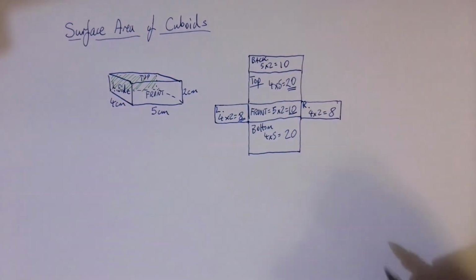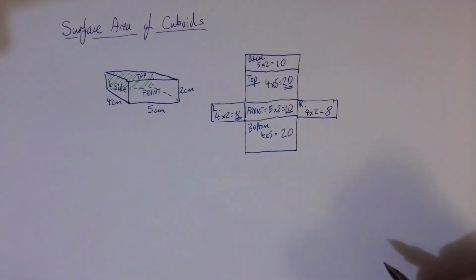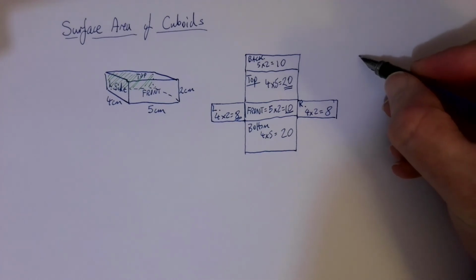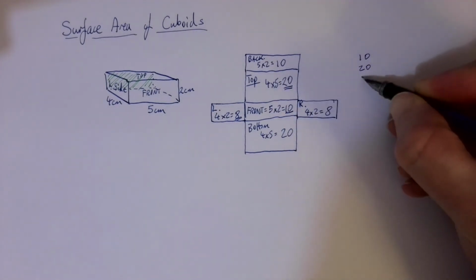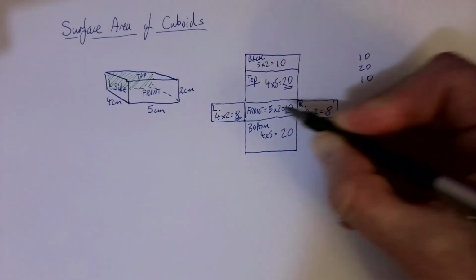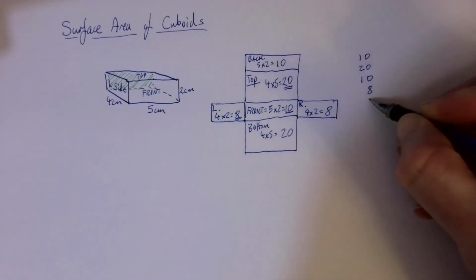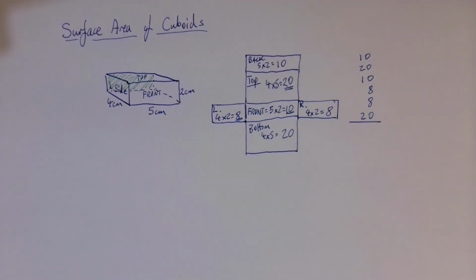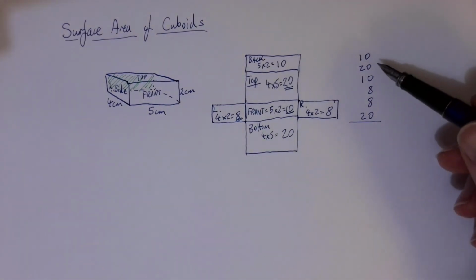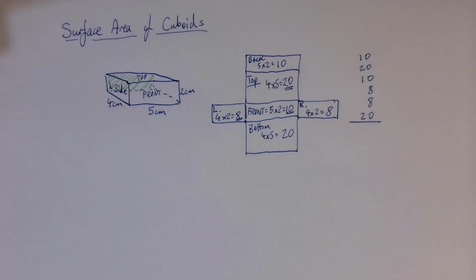So what's the total surface area? I've got the back, I've got the top, I've got the front, I've got the left, I've got the right, I've got the bottom. That is the most economical thing to do. By economical I mean the thing which is going to cost me the least amount of effort to write all of those out. Or do you spot something?